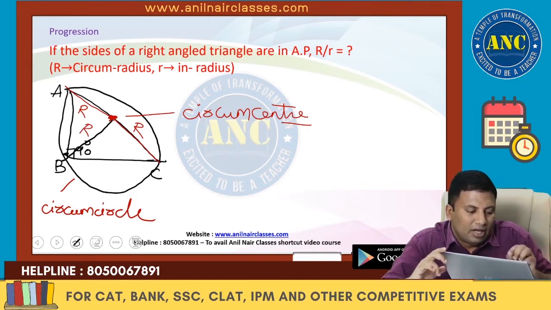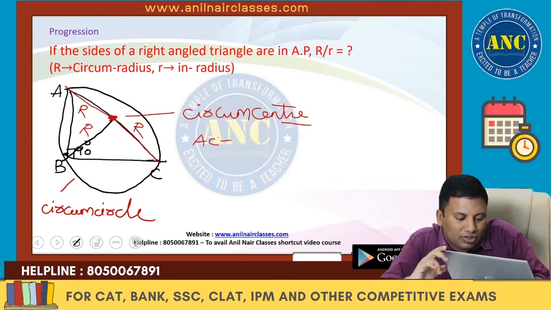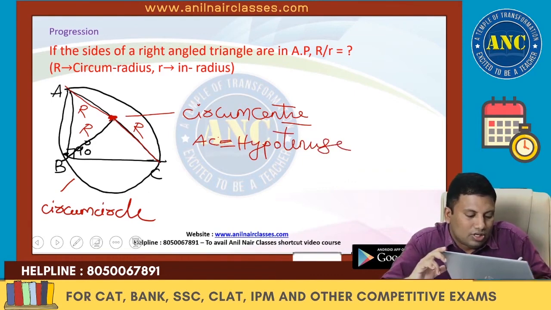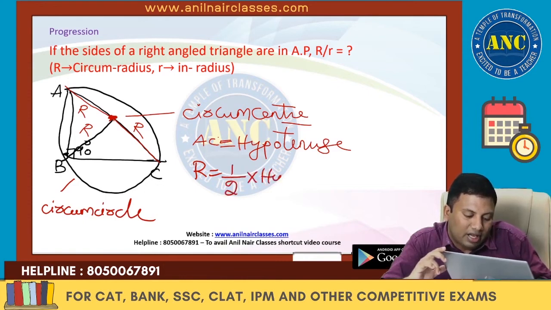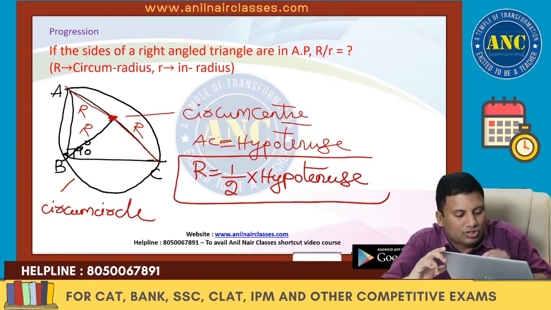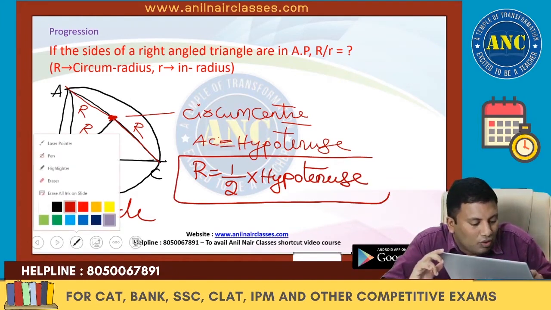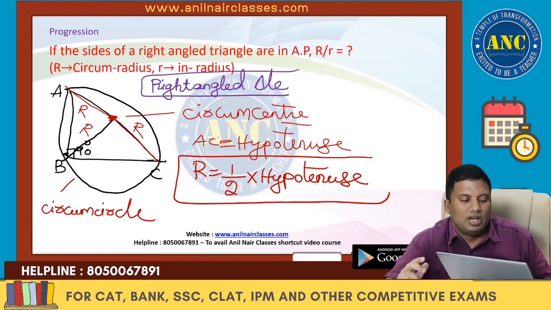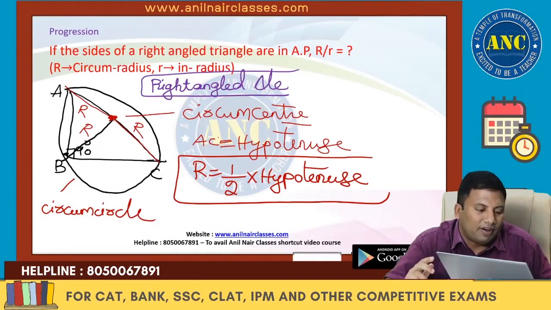Now, if you observe, AC is nothing but the hypotenuse. So the answer is that the circumradius is nothing but half of the hypotenuse. In which case is it true? It is only in the case of a right angled triangle. Only in a right angled triangle, the circumradius is half of the hypotenuse.